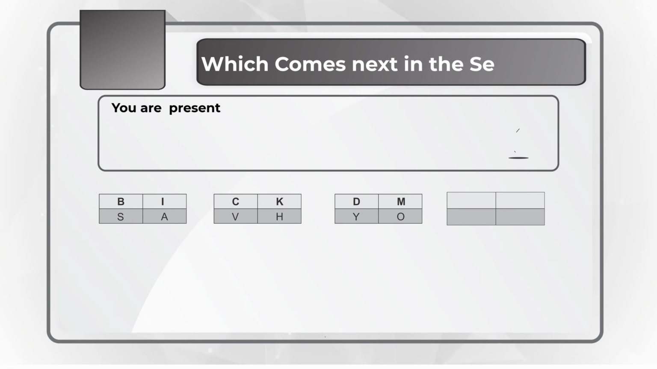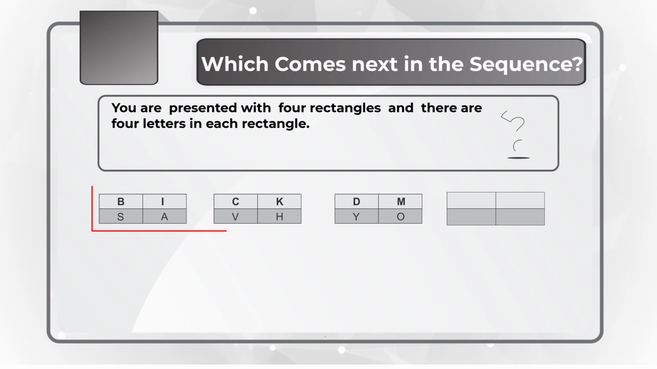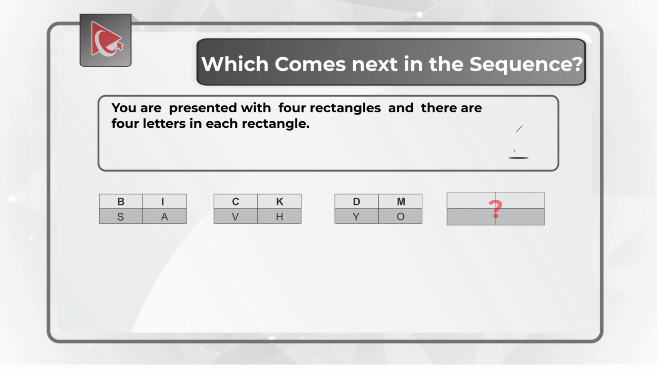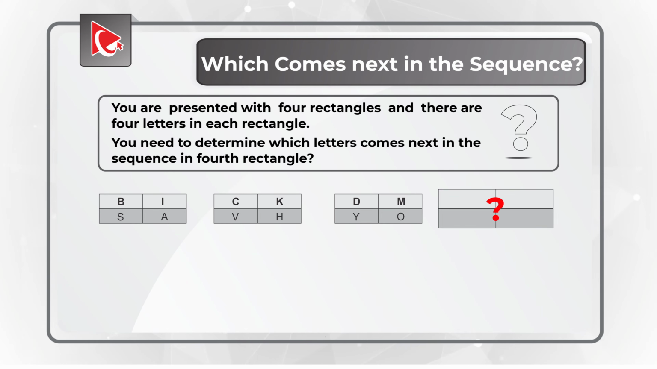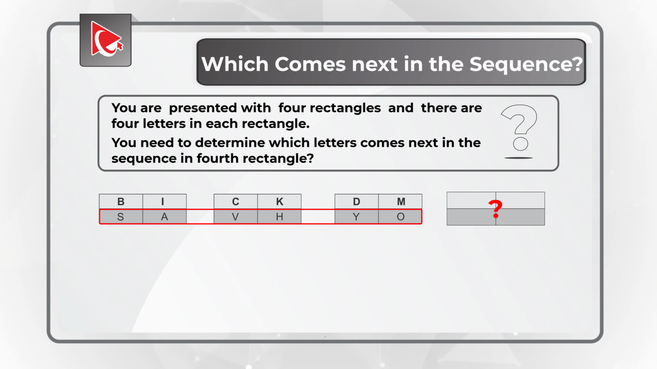You're presented with 4 rectangles. Each rectangle contains letters. There are 4 letters in each rectangle. 3 rectangles contain letters, and you need to determine the letters in the 4th rectangle. What's interesting is that the upper row of the letters is bold, and the lower row of the letters in the rectangles is the regular font.